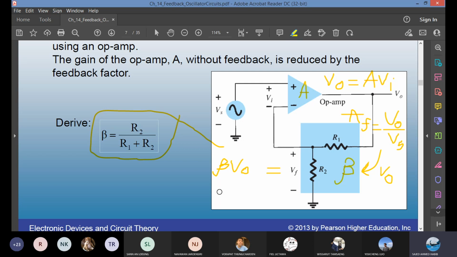We are all writing this in terms of the basic feedback building block, the block diagram. So from this equation, again see, in this voltage divider, Vf equals V out R2 divided by R1 plus R2. So if you take Vf over V out, what is the other term?